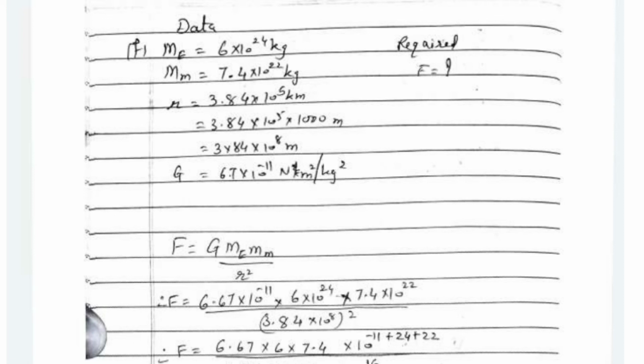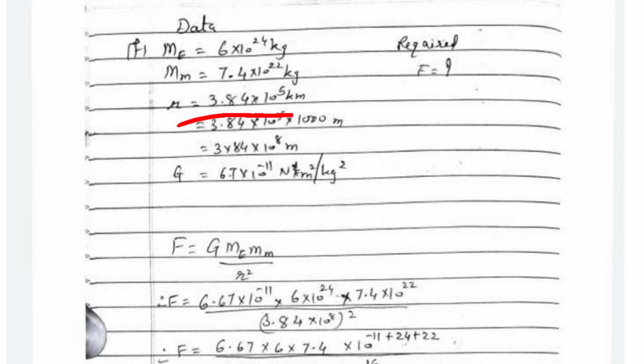Next sum, the mass of the earth and moon are 6 into 10 raised to 24 kg and 7.4 into 10 raised to 22 kg. So immediately I will write in the data that mass of earth ME is 6 into 10 raised to 24 kg and mass of moon is 7.4 into 10 raised to 22 kg. So these two things I have mentioned. Now the distance between them, that is r, small r, is 3.84 into 10 raised to 5 kilometer.